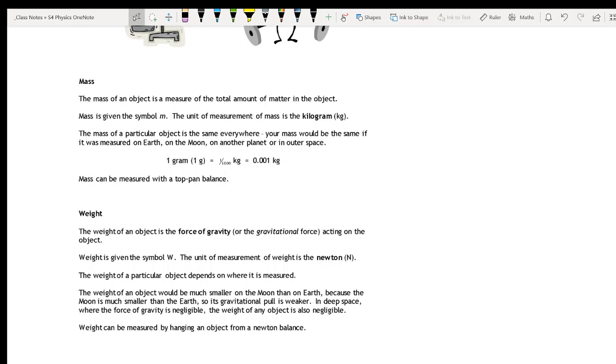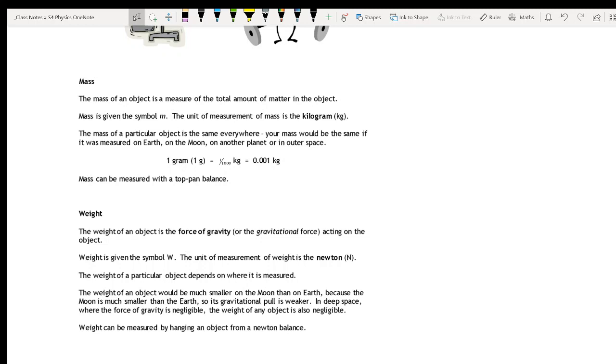Generally, because the English language is rubbish, we often use the terms incorrectly. So, when you say you go to Weight Watchers, you're actually Mass Watchers, but it doesn't quite have the same ring to it. If you're measuring yourself in kilograms or stones, you're measuring your mass, you're not actually measuring your weight. If you're measuring yourself in newtons, I'm not sure anyone does that, then you'll be measuring your weight.